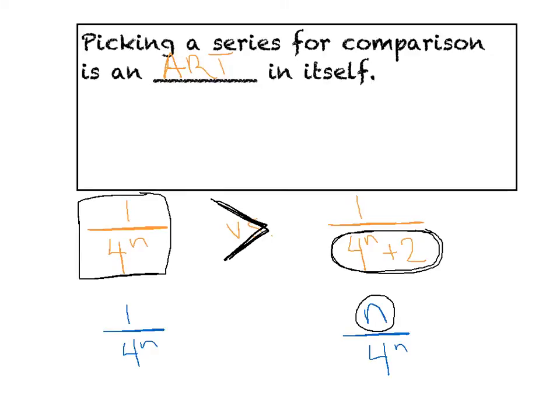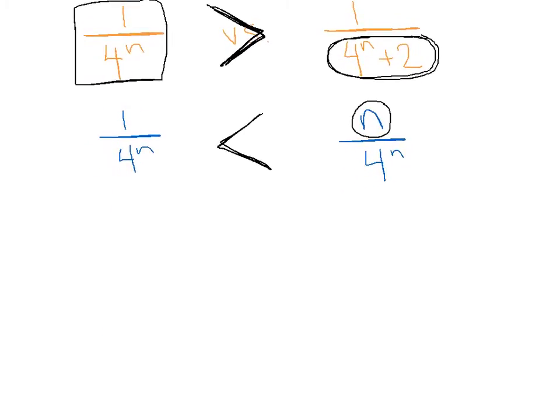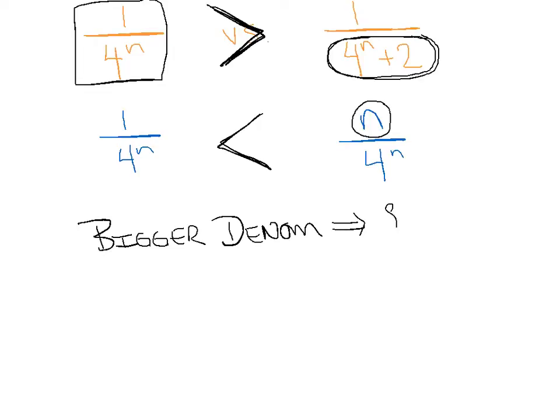Then what that does is that makes that fraction as a whole bigger, and I would put this kind of inequality symbol in there to represent the relationship. So let's summarize what we've just said here. A bigger denominator implies that we have a smaller fraction as a whole entity.